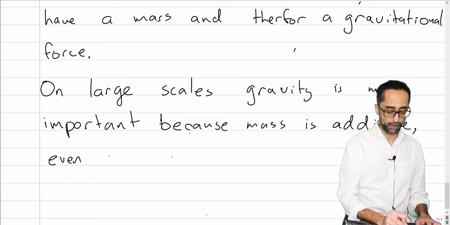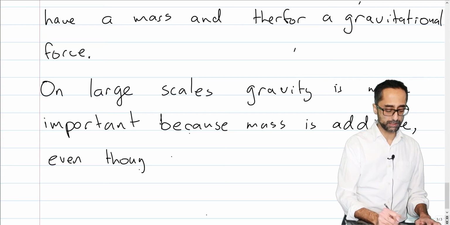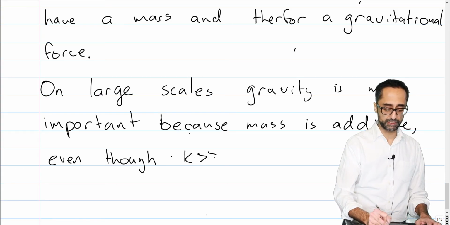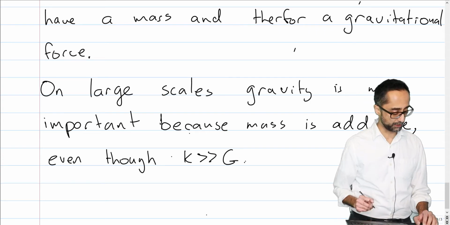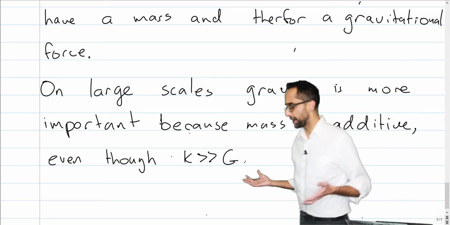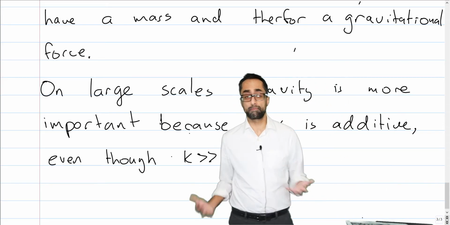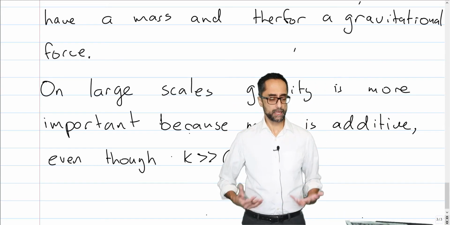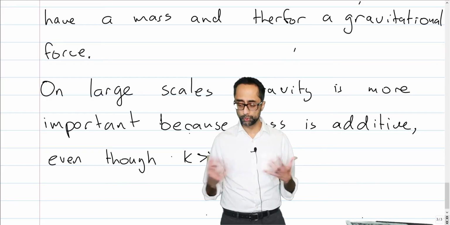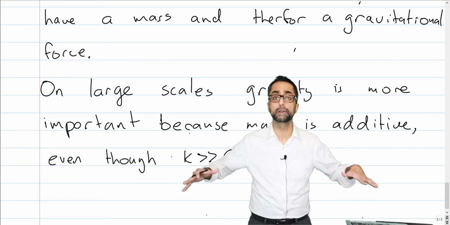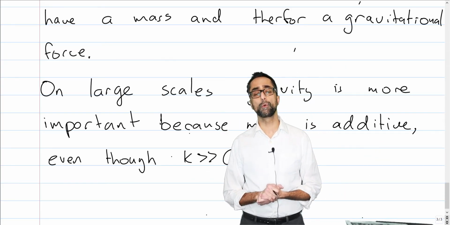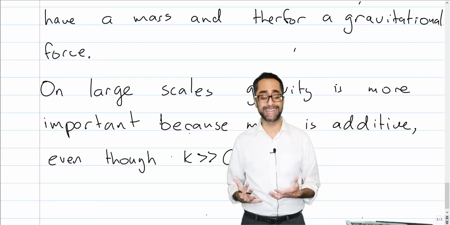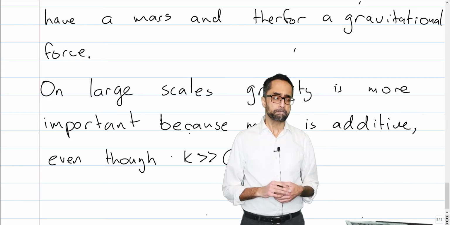And so even though our constant, little k, is a large number and big G is not, gravity will dominate on large scales. And you and I know that from our everyday experience because we are pretty large scale. We can experience the universe on a large scale. We're stuck here on the planet Earth because of the huge gravitational force between us and the Earth.